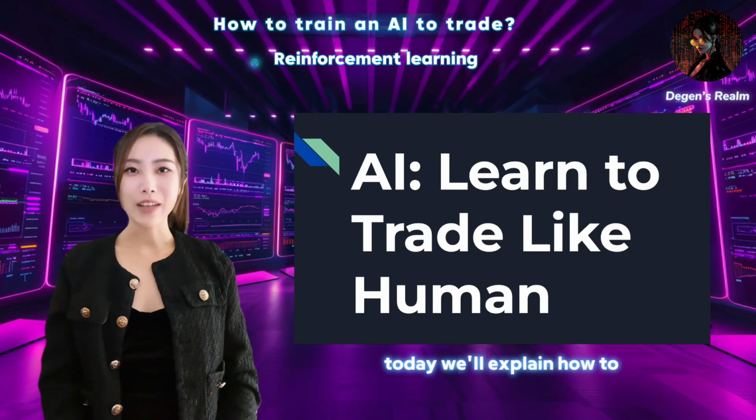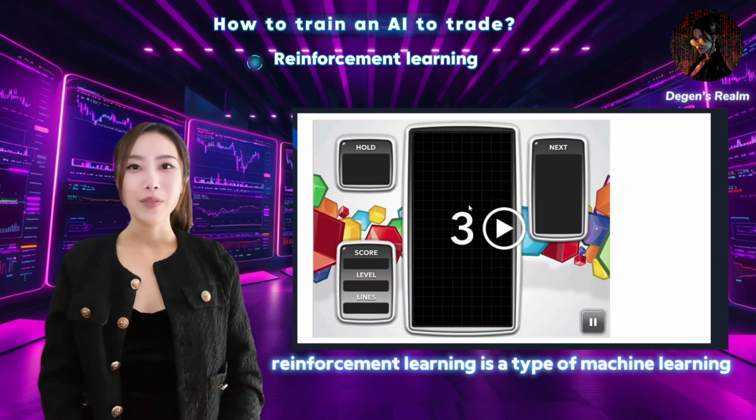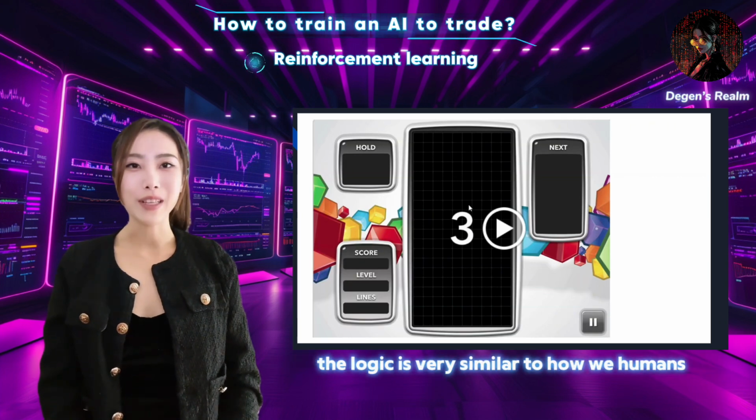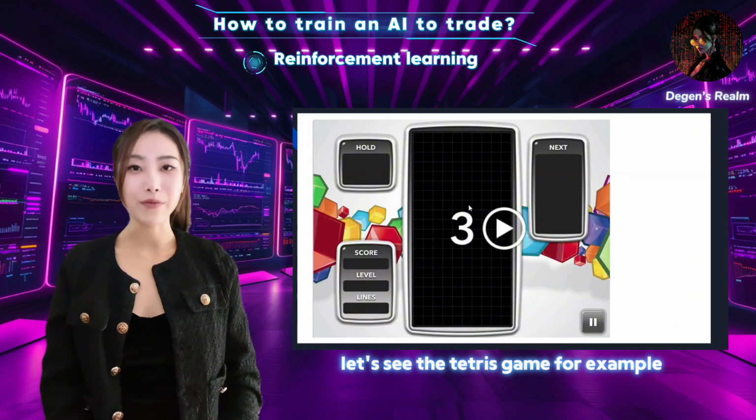Today we'll explain how to train an AI to trade like humans through reinforcement learning. Reinforcement learning is a type of machine learning. The logic is very similar to how we humans learn to play a new game. Let's see the Tetris game for example.